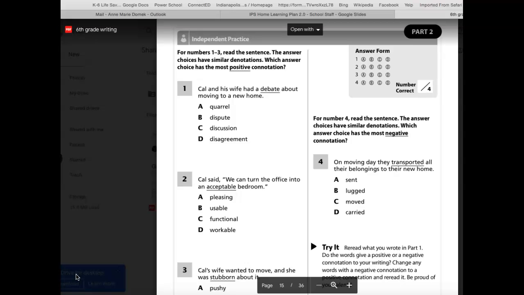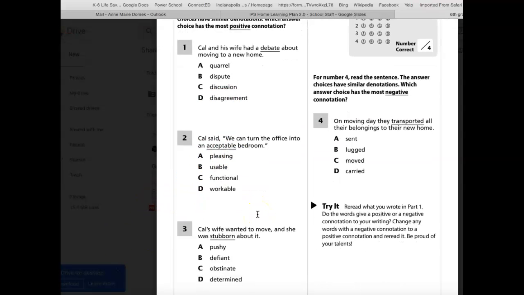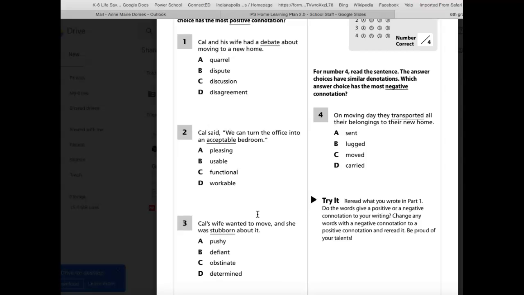Debate, as far as the dictionary definition, could be quarrel, but that doesn't have a positive connotation, so we won't use quarrel. A, dispute, again, that's not a positive connotation. C, a discussion. And D, disagreement. Again, disagreement's not a positive connotation. So the right answer for number 1 would be discussion. Okay? All right, so I'll read the remaining ones and then you go ahead and circle them.